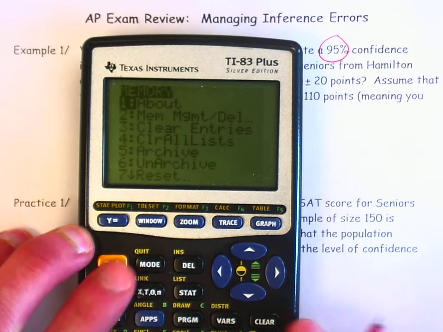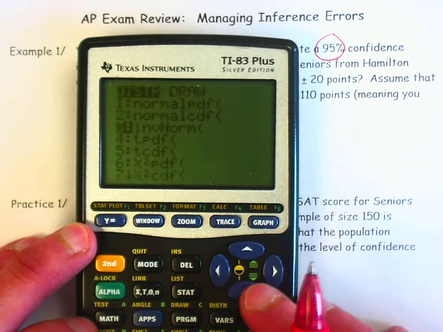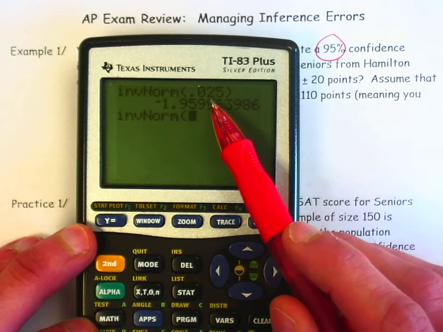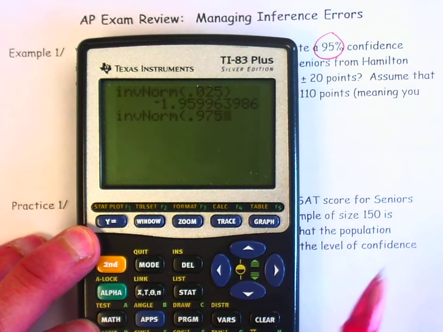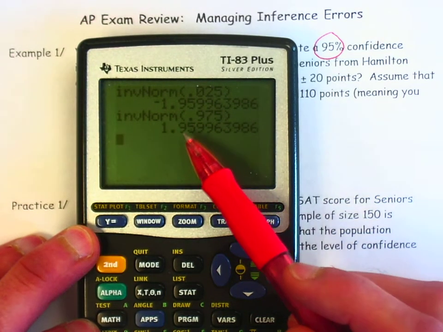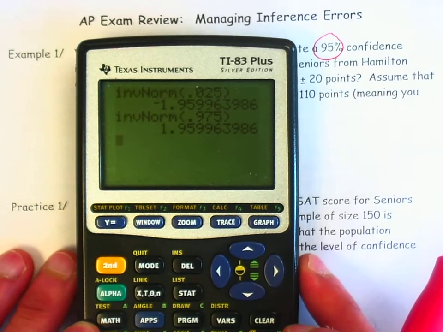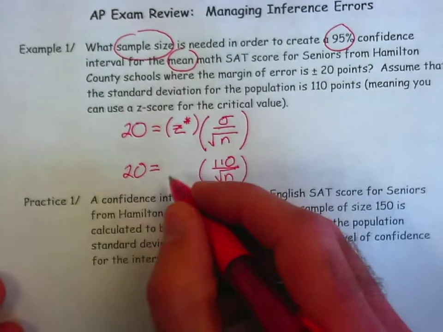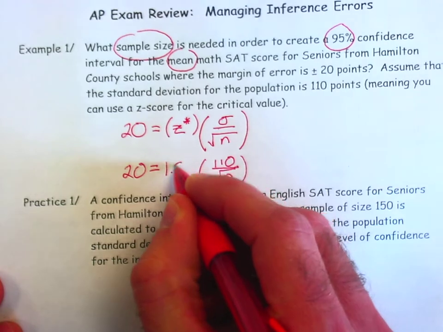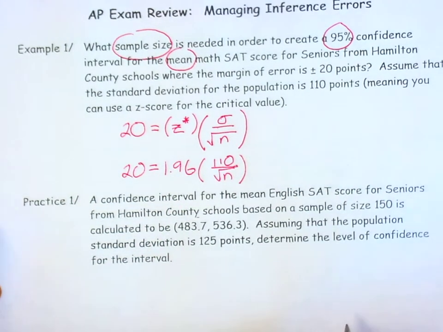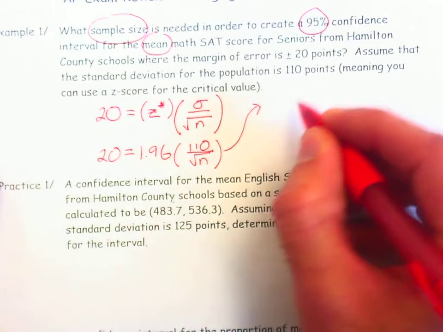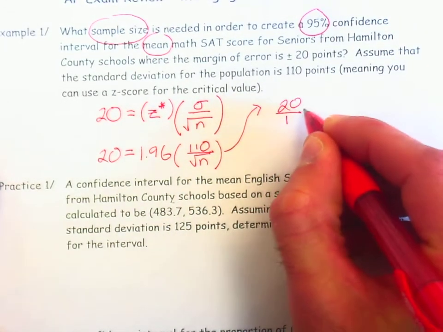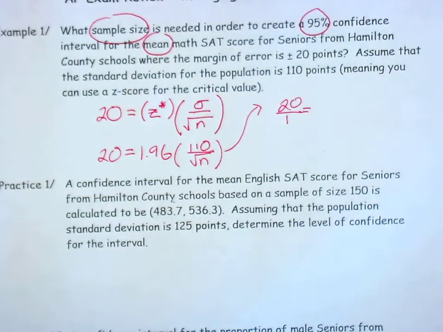Of course, you could also go to inverse norm, and instead of putting in the 0.025, you can add the 0.025 to 95%. You could put in 0.975, and that'll give you the positive value. Either way, for 95% confidence, it's 1.96, and if you don't need to use your calculator to do that, more power to you. So this is what you want to solve in order to find your sample size. So I would write it as 20 over 1, and that equals, let's see, 1.96 times 110.